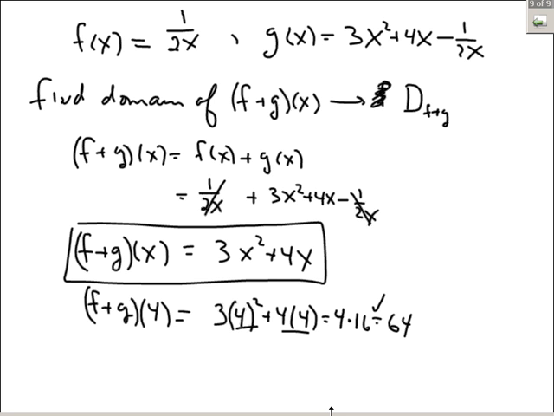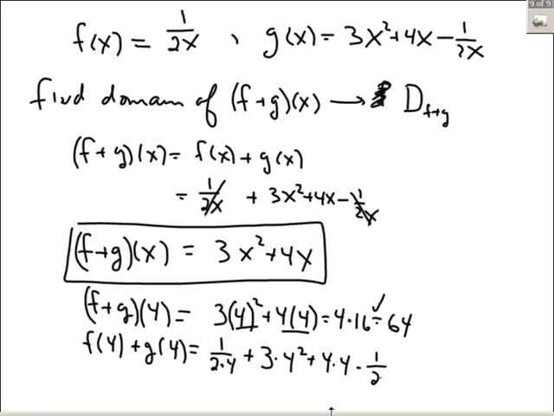Now, let's be sure. Maybe we're making a mistake. It's supposed to be f of 4 plus g of 4. Well, f of 4 is 1 over 2 times 4, plus g of 4 is 3 times 4 squared plus 4 times 4 minus 1 over 2 times 4. And coincidentally, that cancels out, and we have just what we have right here. We have 3 times 4 squared plus 4 times 4, 64. They are correct. The thing is, will this always be correct?